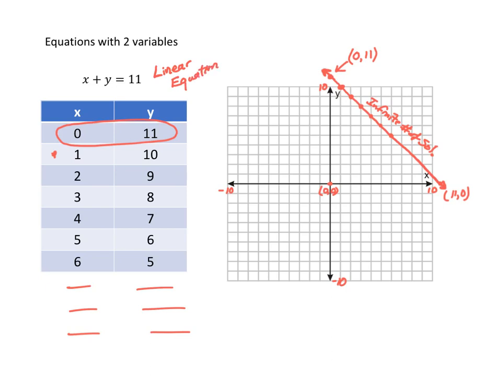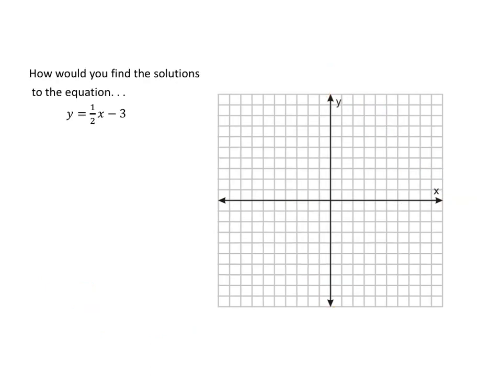Because in linear equations, we have special things that we want to learn about and how to graph them. And you'll notice as we go along that there will be patterns that form those straight lines, and the patterns on the x and y side of our little table that we made for our solutions. Okay, so that is an equation with two variables. All right, let's go on and see how we would find the solutions for this equation.